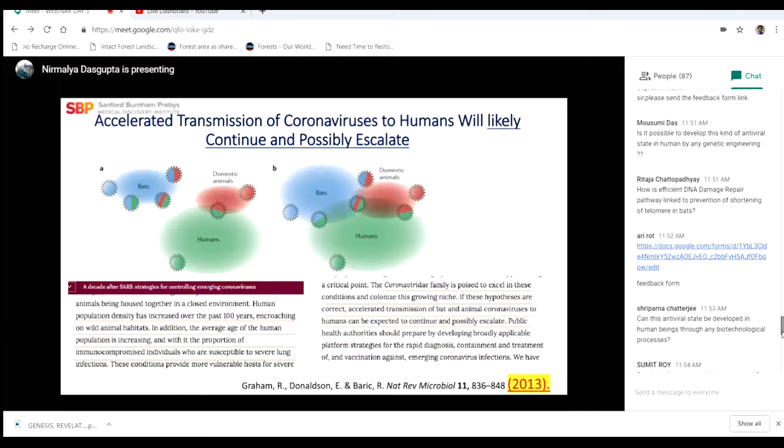Now another question from Ritoja Chattopadhyay. She asked how the efficient DNA damage repair pathway is linked to prevention of shortening of telomeres in bats. What is the status of the DNA damage pathway?